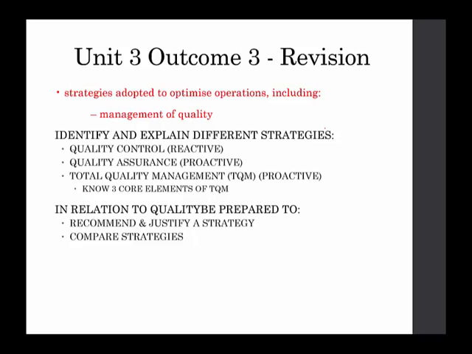Okay, the next one is the management of quality. These are the non-negotiables. You must know these 3 types of quality management strategies: quality control, which is reactive, quality assurance, which is proactive, and total quality management, which is very proactive. I think you should know the 3 key elements or core elements of total quality management. And of course, that would be important if you're going to talk about total quality management as a strategy. Just like the other ones, be prepared to recommend and justify one of these. Be prepared to compare them.